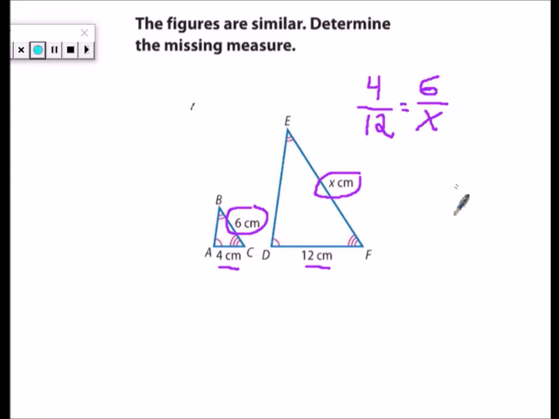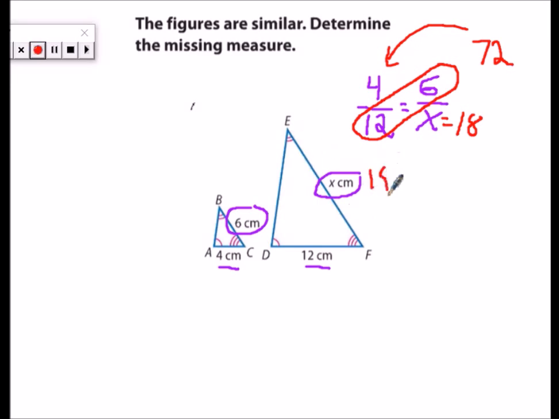And 12 times 6 is what we need to multiply because it's like cross multiplication. 12 times 6 equals 72. And like any proportion, we multiply two across, and then we divide by the third number. So 72 divided by 4 gives you 18. So x must be 18. That means that this side right here is 18. Now, this is an easy way to do it.